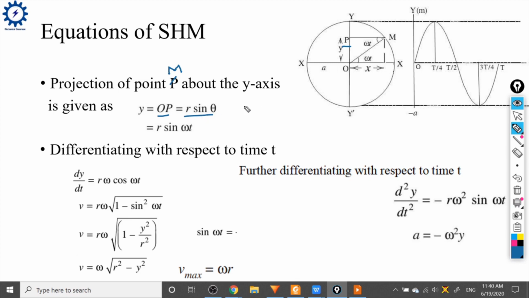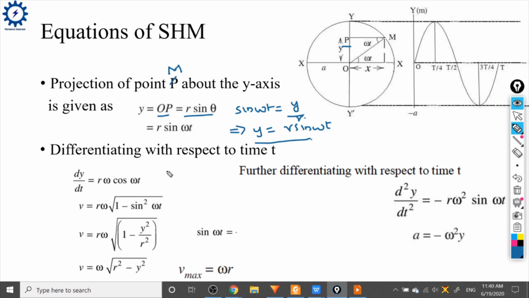What is OP? We can determine OP from the trigonometric relation. What is sin theta here? Sin theta or sin omega t, considering triangle MPO. Sin omega t is opposite side by hypotenuse, that is y by r. So we will be getting y as r into sin omega t. Clear? So we have got the expression for y. Y is nothing but displacement. We have got the expression for displacement.